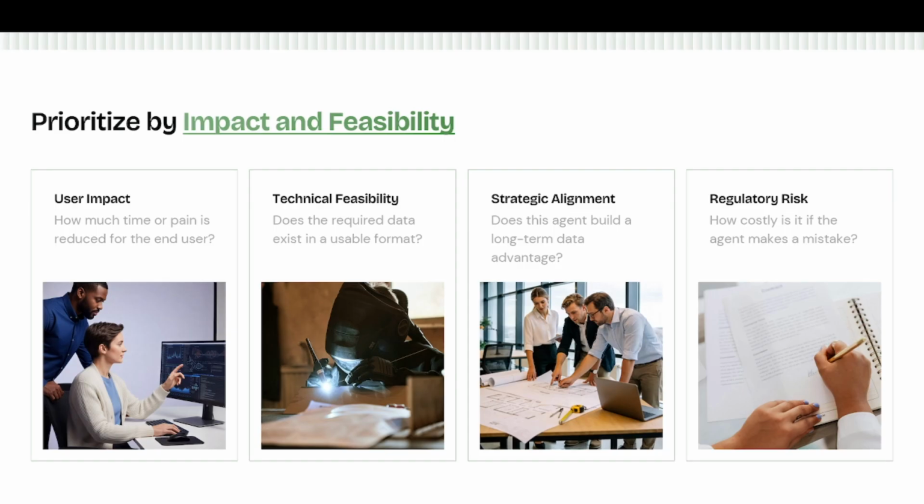And the strategic alignment. Does this agent build a long-term data advantage? Is it beneficial to the company long-term? Is it something the company can adopt long-term, that will generate profit, optimize their system, and continue to add value, not become a problem?